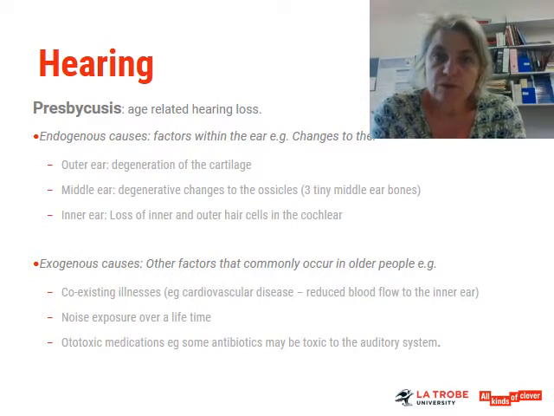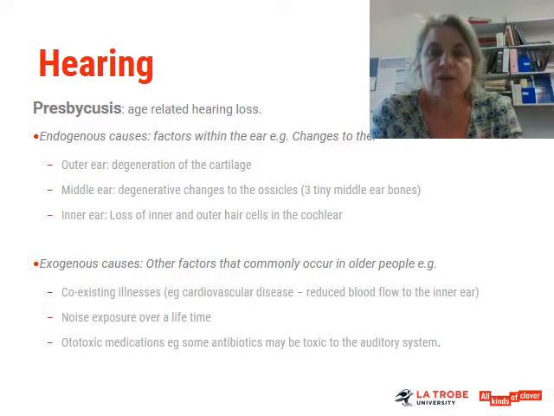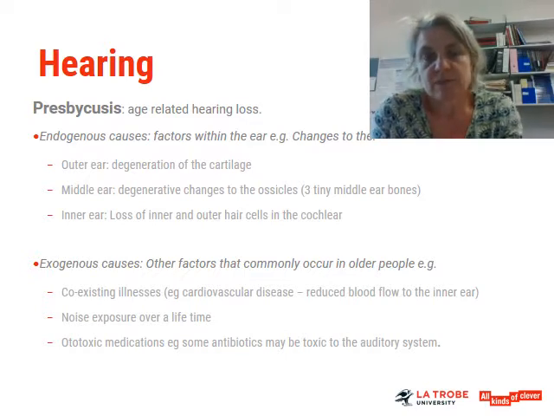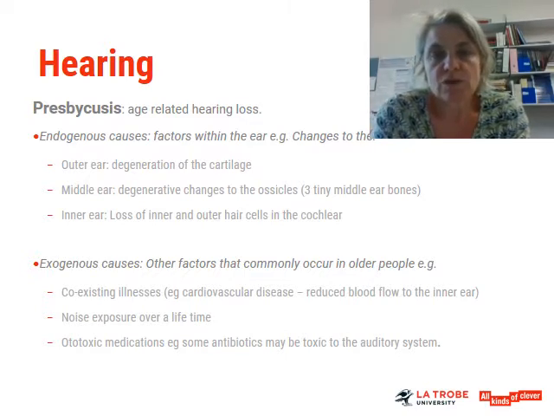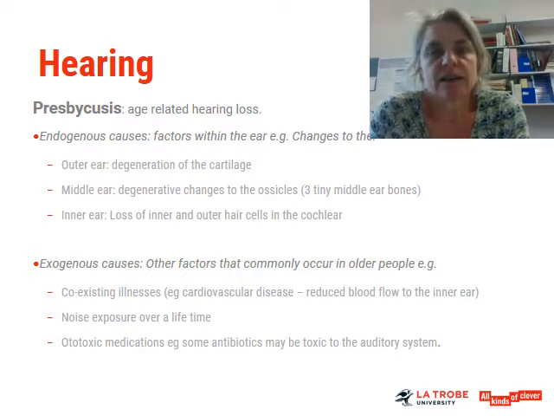Another reason why people who are older often have less acute hearing is because they might have been exposed to noise over their lifetime, especially people who've worked in really noisy environments, like people who work in nightclubs. Musicians who are exposed to high levels of noise will often have noise-induced hearing loss.